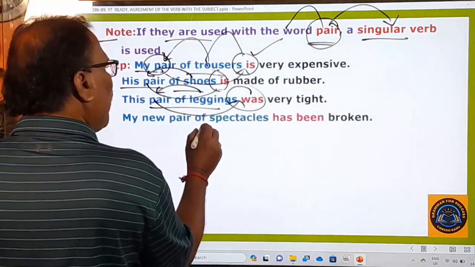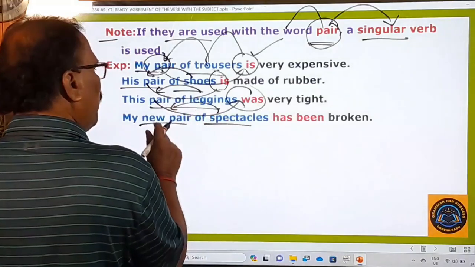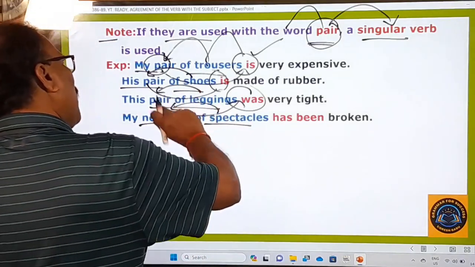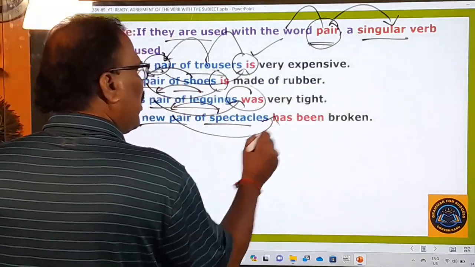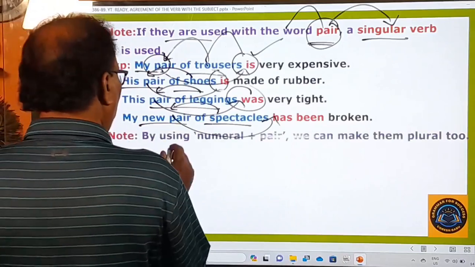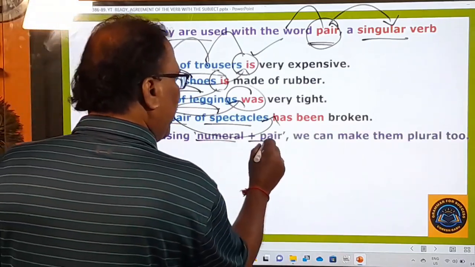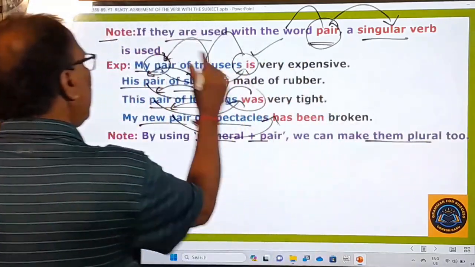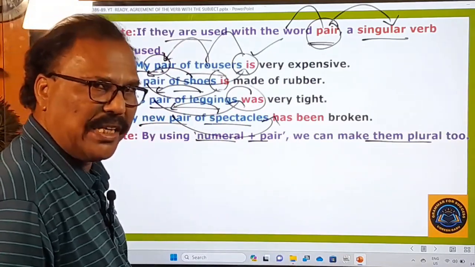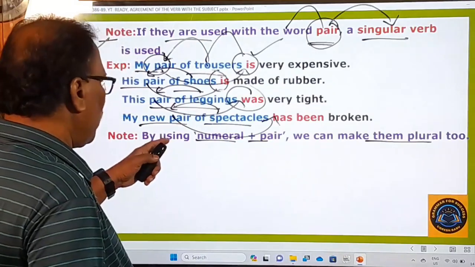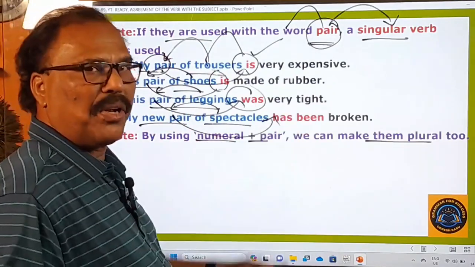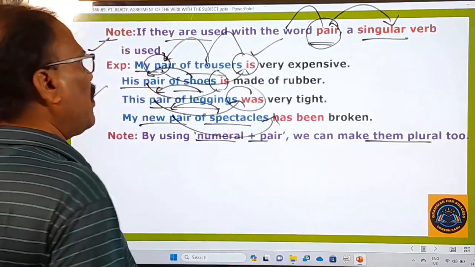Okay, my new pair of spectacles. Whatever it is, a new pair or old pair, when the spectacles are taken into this pair, automatically you have to use only a singular verb. Right, has been broken. By using a numeral plus pair, we can make them plural. So another interesting thing about the nouns that we have learned on the first slide, this is very important: whenever they are used with a numeral plus pair, we can make them plural too. How?